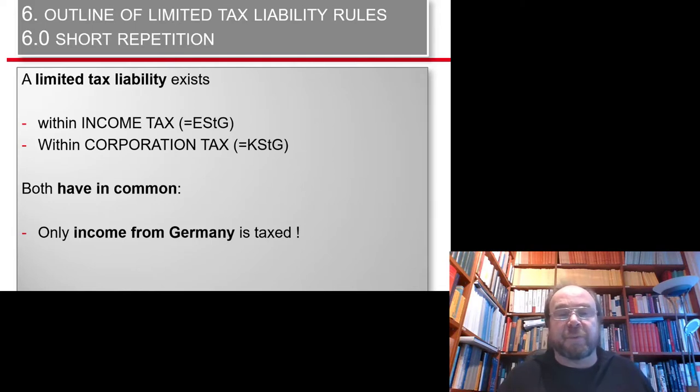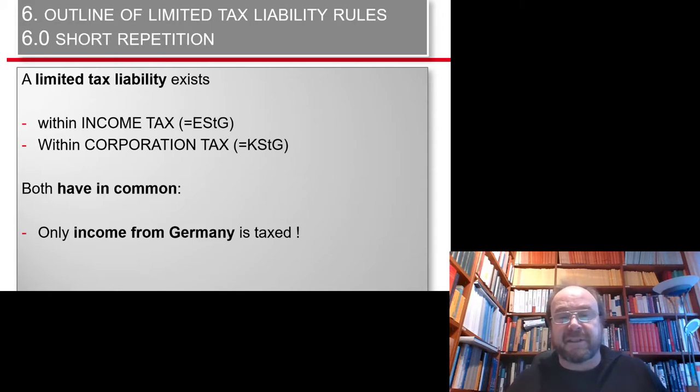So, a short repetition. What was limited tax liability in contrast to unlimited tax liability? It exists with income tax and corporation tax, and both have in common that in contrast to unlimited tax liability, where the worldwide income is taxed, in cases of limited tax liability, the tax claim is restricted, so is limited to the inland income. So in case of German limited tax liability, the tax claim is limited to income which has been earned in Germany or which comes from Germany.